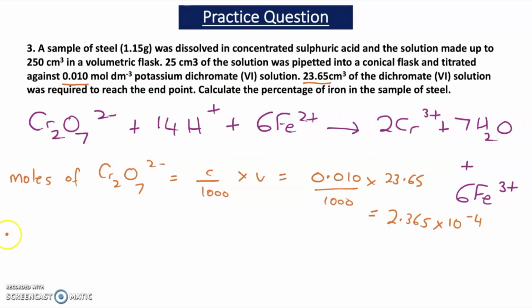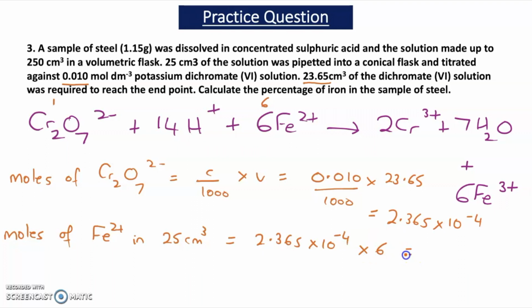Now once I know the moles of dichromate, I use the overall equation to calculate the moles of Fe2+. Now dichromate and Fe2+ are in a 1:6 ratio. So therefore, to work out the moles of Fe2+ in 25 centimeters cubed, I just simply times the moles of dichromate by 6. So it's 2.365 times 10 to the minus 4 times 6, which is equal to 1.419 times 10 to the minus 3.